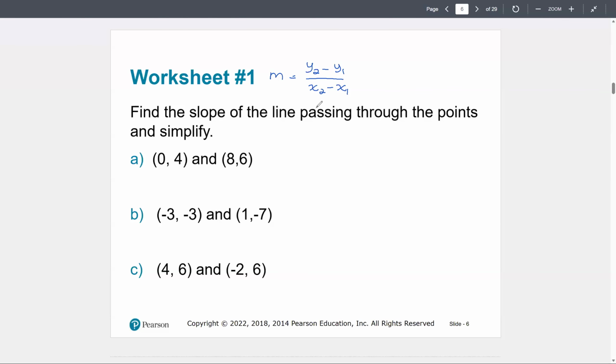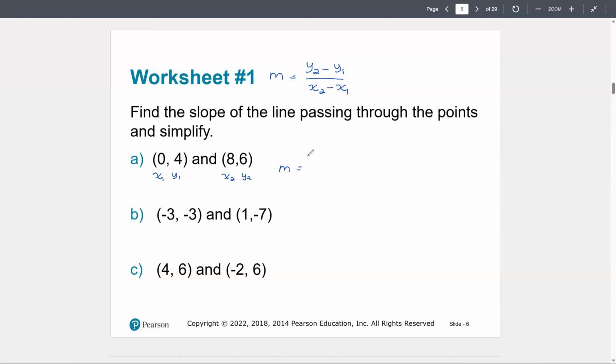Okay, so I got our formula here towards the top. So we'll do like we did before. We got (0, 4). We'll make that x1, y1 because it came first. And then we have (8, 6). We'll make that x2, y2. Just make sure your ones are on the same set of points, and your twos are on the same set of points.